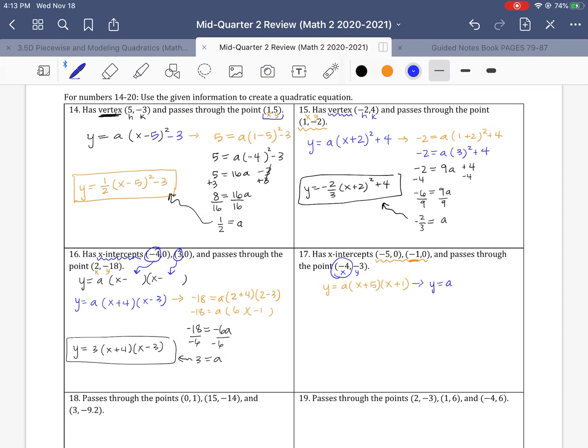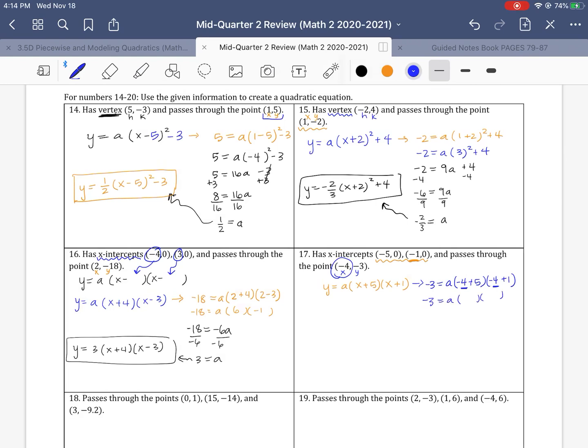Okay. Y is equal to the a value we don't know. We're putting negative 4 in for each of the x's. So there's one of them, and negative 4 in for the other x. Plus 1. There we go. Now we're going to simplify. Oh my goodness, I forgot the y. It's been a great day. Okay. The y value was negative 3. Phew. All right, negative 3 is equal to a.